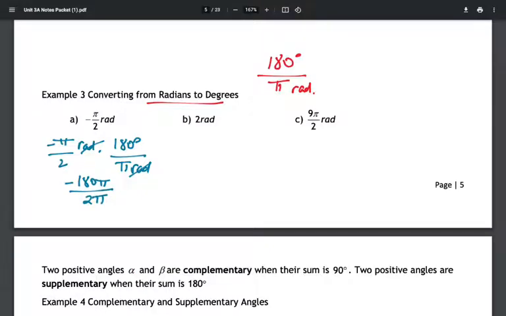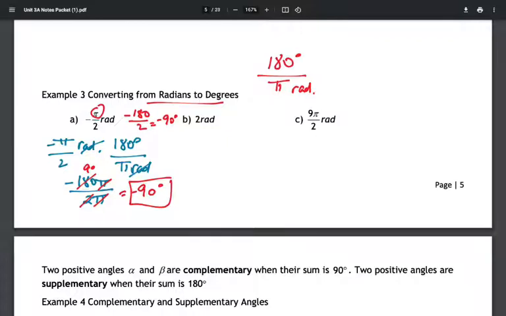So simplifying that, you know that pi's will cancel there. 2 goes in 180 90 times. So that's the same thing as negative 90 degrees. Now that's the long way to do it. A lot of times I'll just remember that pi is the same thing as 180. So I'll do negative 180 divided by 2 to get that negative 90 degrees. That's easy to do when they have pi there in the actual problem.